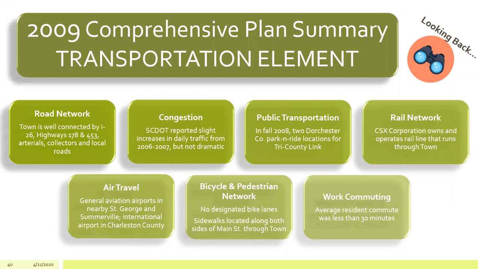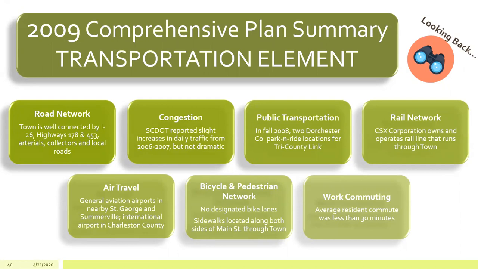Public transportation in the fall of 2008, there's this discussion of 2 Dorchester County park and ride locations for the Tri-County Link. And the rail network, as we probably all know, CSX Corporation owns and operates a rail line that runs through town. For air travel, general aviation airports located in St. George and Somerville, and of course, the International Airport in Charleston County.